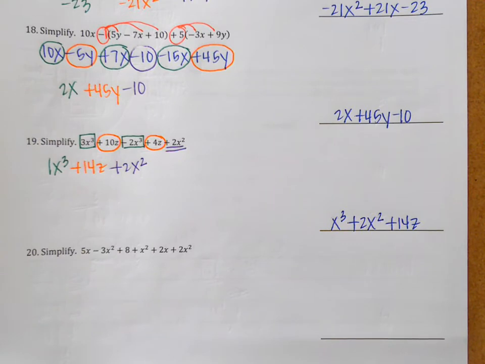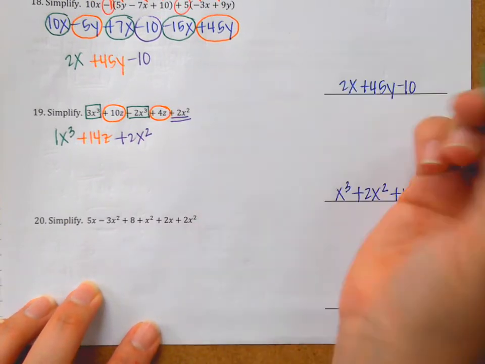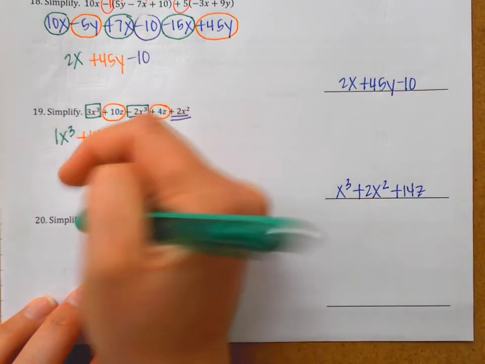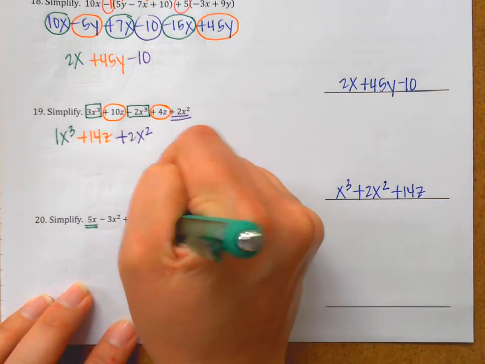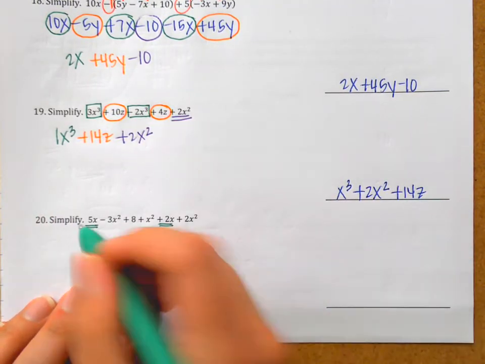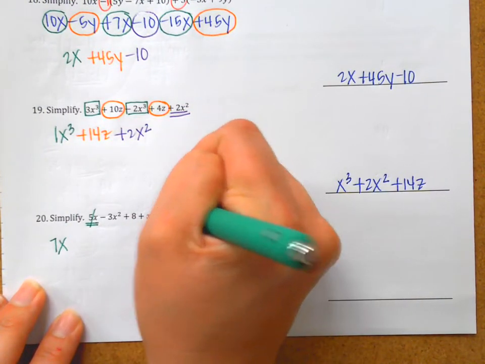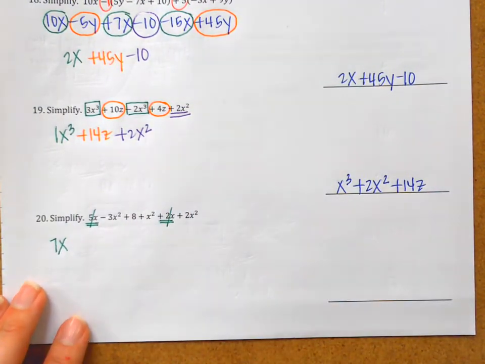Okay, we'll continue on. So number 20, again, there's no distributing here, so we just have to combine our like terms. So I'm going to start by looking at 5x. Sometimes I actually will cross these out to help me. So I'll do 5x plus 2x. So 5x plus 2x is 7x. And now that I know I've dealt with them, I'll cross them out.